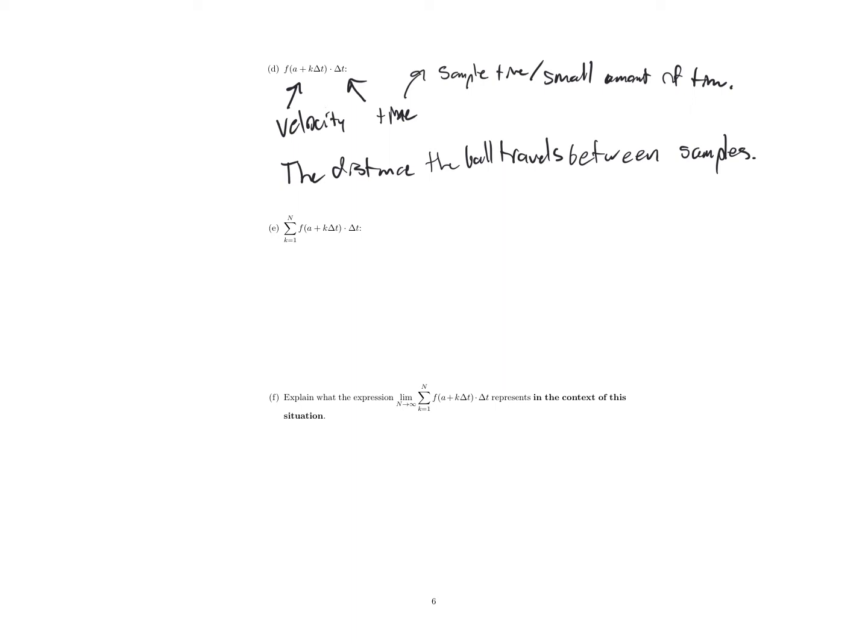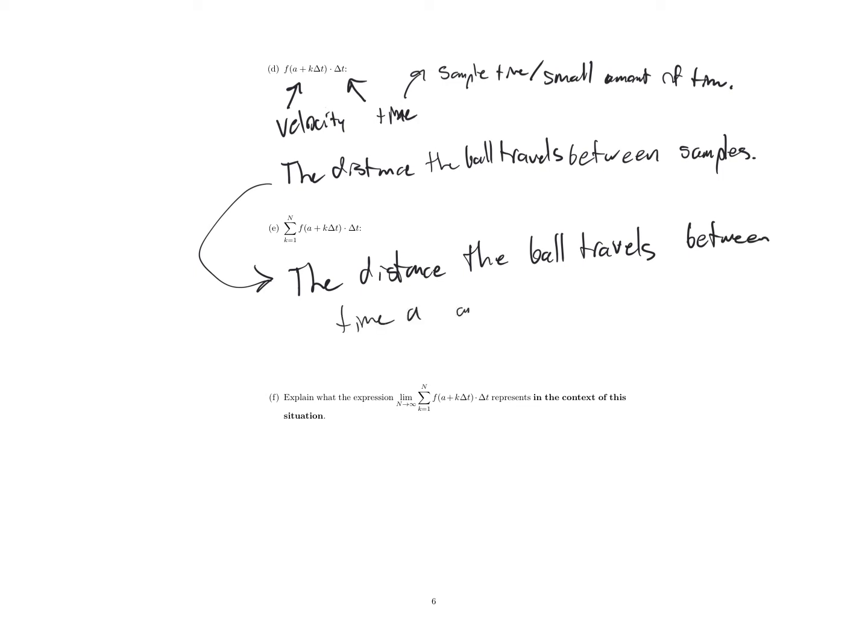So what happens if we sum up all of the distances between our samples, between our points? Well, we get the entire distance the ball has traveled, right? So the distance the ball travels between time A and time B. It's important to note that this is an approximation.